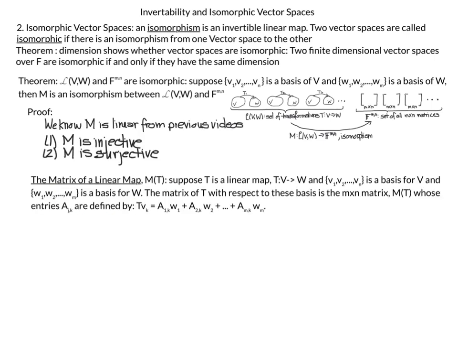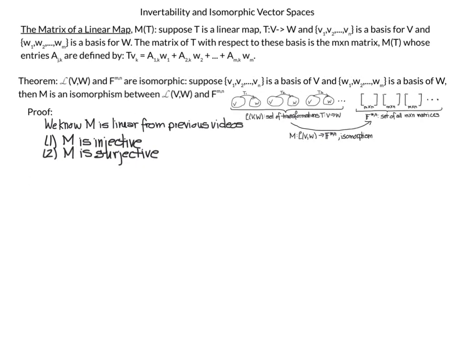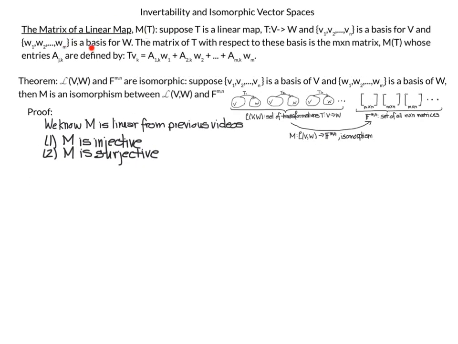Now I'm going to get rid of this definition over here. This is probably more important, our definition of the matrix of a linear map, which we looked at in our previous video and we're going to do an example of. We know from our previous video that M is linear. So what we need to show for M to be an isomorphism is that M is injective and M is surjective. We're going to start with M is injective.